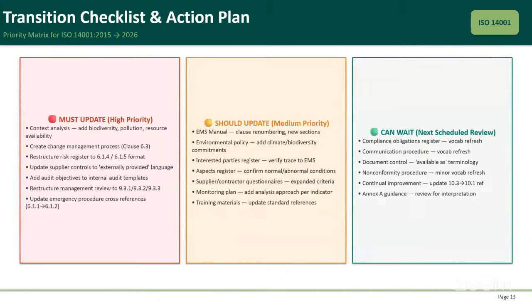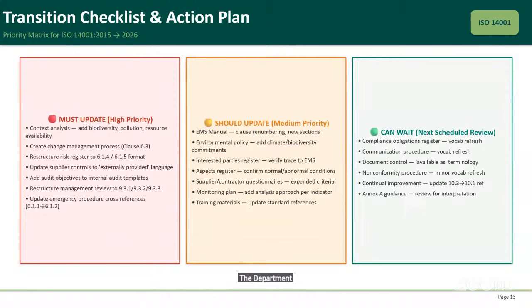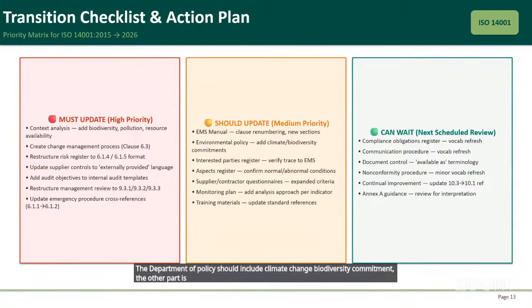Then those that are of medium priority. Your manual, if you are using an EMS manual, you need to renumber it. If you are following the strict structure numbering of the standard, you need to renumber your own to suit the ISO standard. Then the environmental policy should include climate change and biodiversity commitment. Then your interested parties too, you must verify trace to the EMS, like we talked about with 4.2. You must look at their needs when it comes to climate change, biodiversity and the likes.